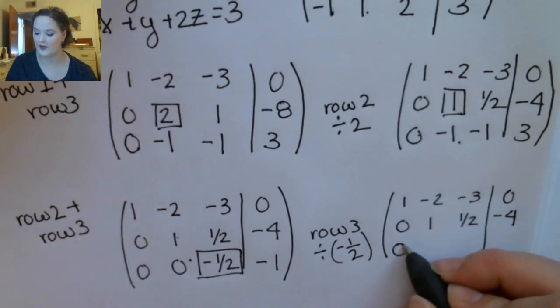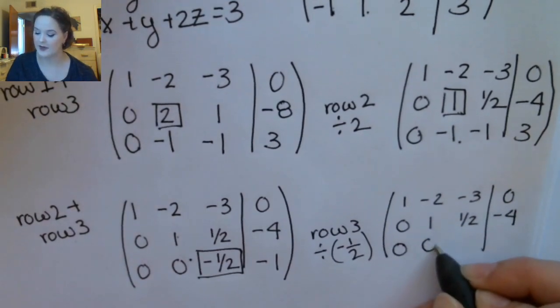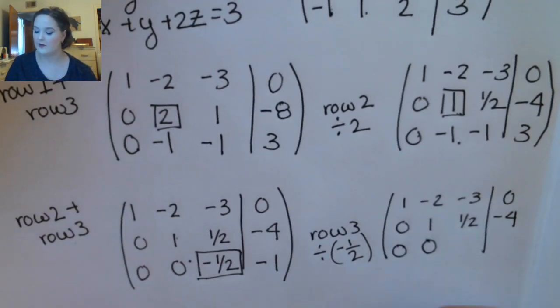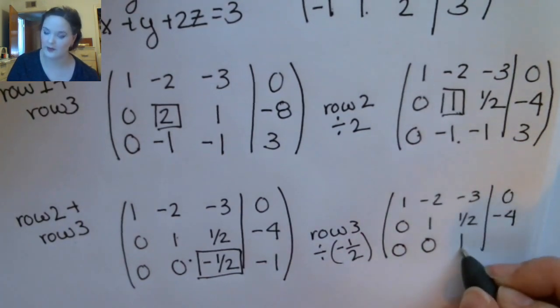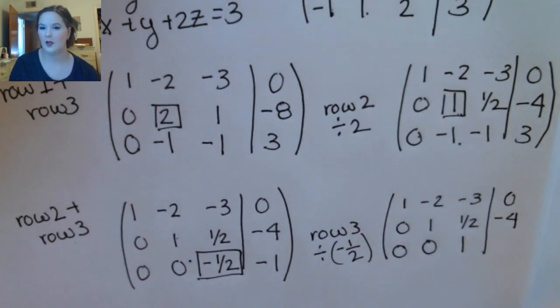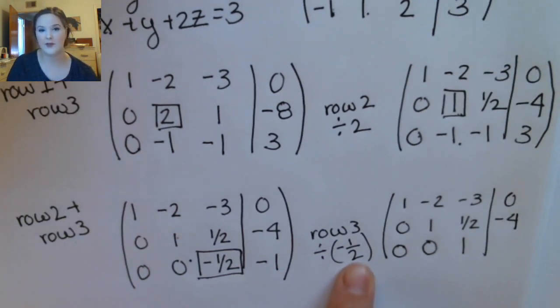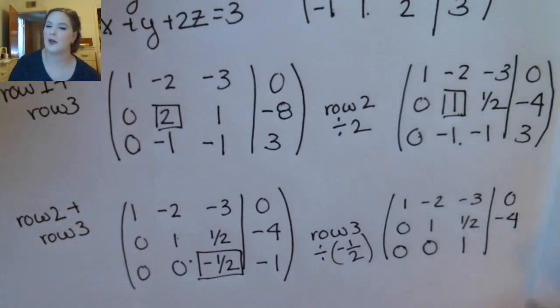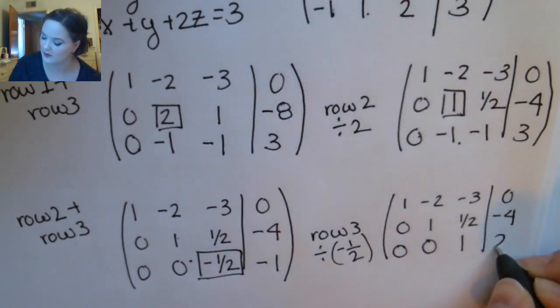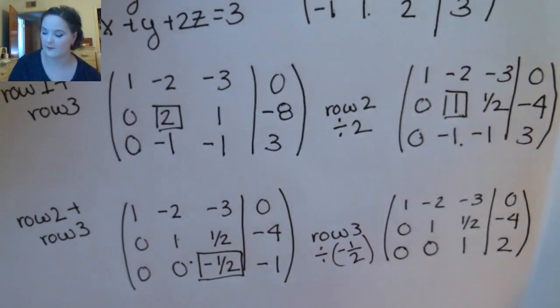0 divided by -1/2 is 0. 0 divided by -1/2 is 0. -1/2 divided by -1/2 is 1. And then -1 divided by -1/2 is going to be positive. Remember, dividing by 1/2 is the same as multiplying by 2. So I'm going to get a 2 there.